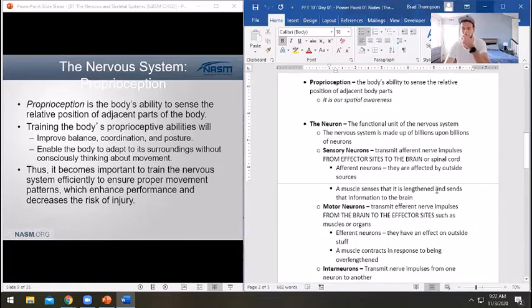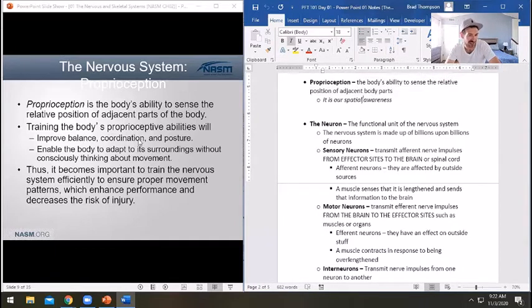Thank you. All right, so now that we understand info coming in, info going out, and then interpreting info, we got to understand our best concept of the day, most important concept of the day, proprioception. Proprioception is your body's ability to sense the relative position of adjacent body parts.